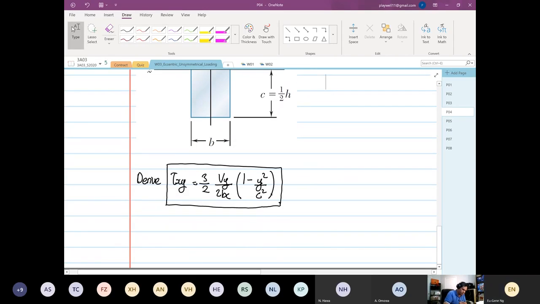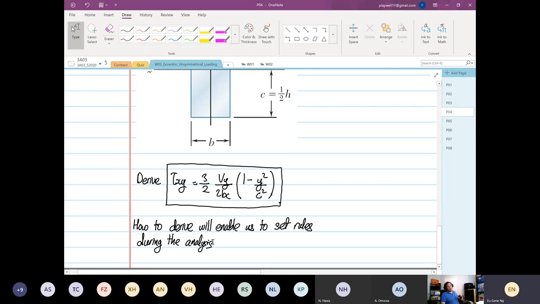How we derive this, by knowing how to derive this expression, will enable us to set rules during the analysis. That's why deriving an expression is so critical. I find this topic really confusing also. Only after I learned how to derive the expression, I set the rules. And believe me or not, by setting these rules, I'm able to solve any questions in the textbook or analyze any structure by applying these rules. It always works, and I'm never confused. You will see the confusion part later when we work on examples.